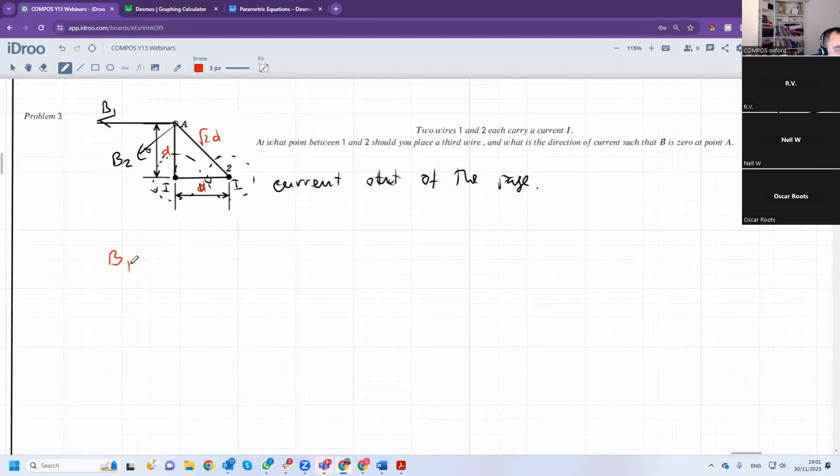Let's just write out B1 is equal to mu zero I divided by 2 pi D. And B2 is mu zero I divided by 2 pi square root 2 D. Fantastic. And now we need the total field. Well, how do we do it? You can use vectors. And actually that would make sense.